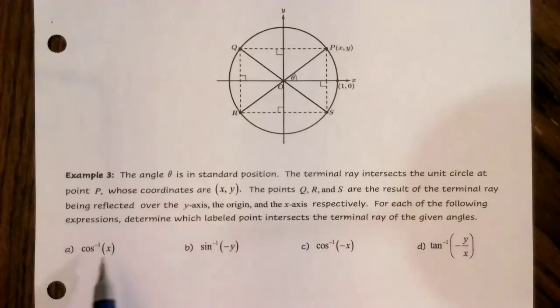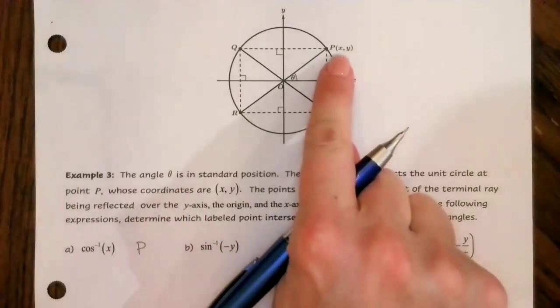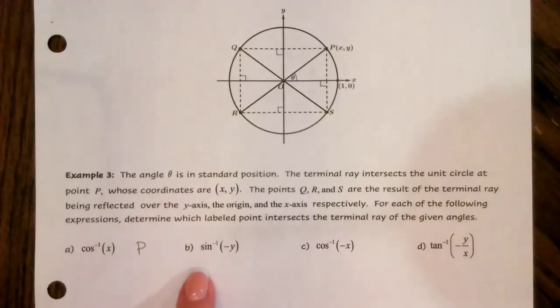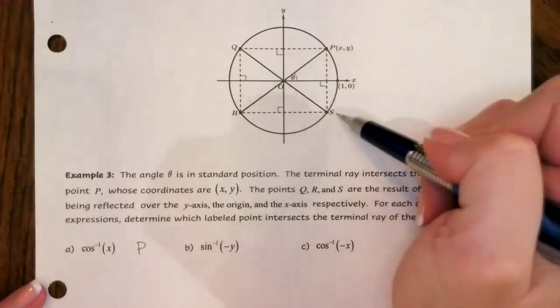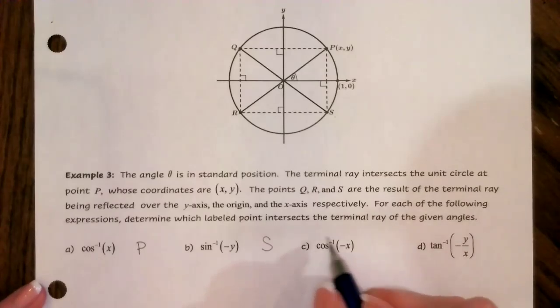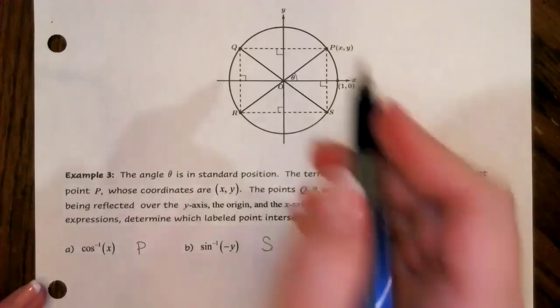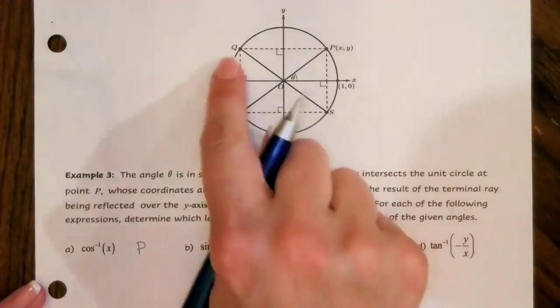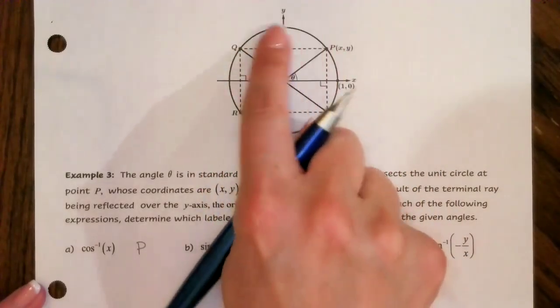And so right here it says the arc cosine of x, well, that would be point P, right here, where that x value is right there. That's where we're going to find our cosine. And so then our sine inverse, arc sine, of negative y. And so negative y would be this point right here. So we would find S there. For our arc cosine of negative x, that would be this one right here of Q because it reflects over the y-axis. We know that the arc cosine happens in these right here.